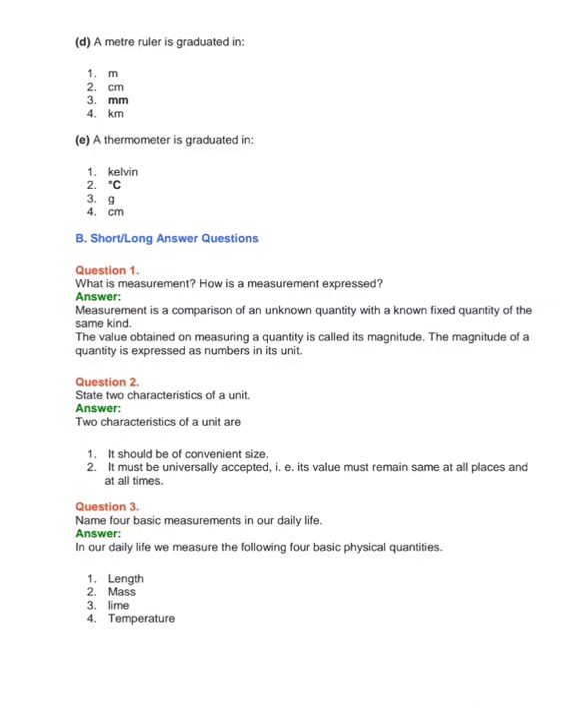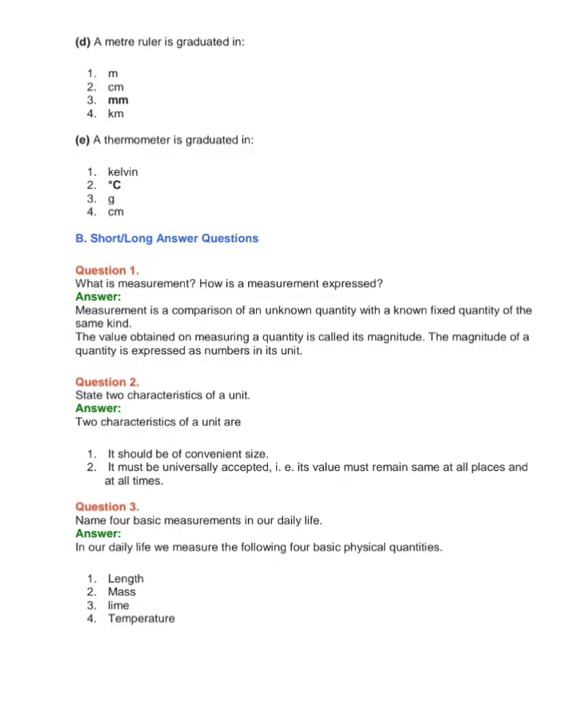D. A meter ruler is graduated in number 3, mm. E. A thermometer is graduated in degree Celsius, answer is 2, degree C. Now here are some short and long answer questions.